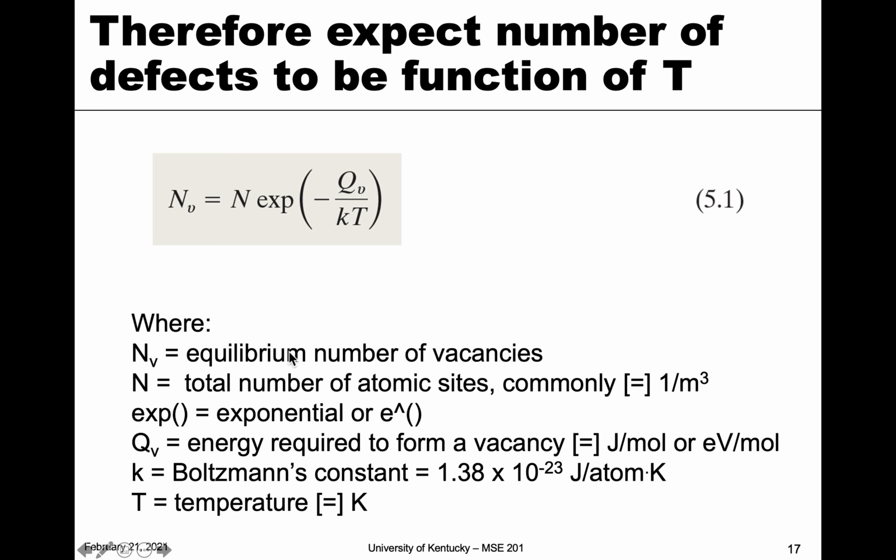And that's what this equation gives us. It gives us the equilibrium number of vacancies, N sub V, and that's a function of the total number of atomic sites that we have. And this is typically reported as sites per volume, so 1 over meter cubed. And so that would mean that the equilibrium number would also be in those same units.